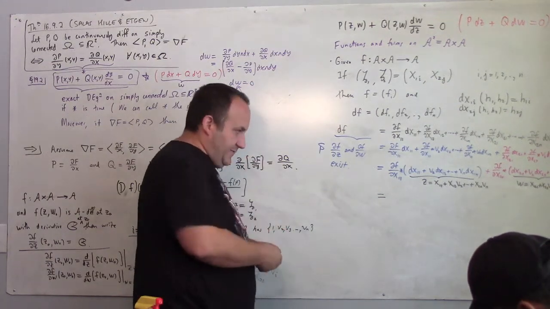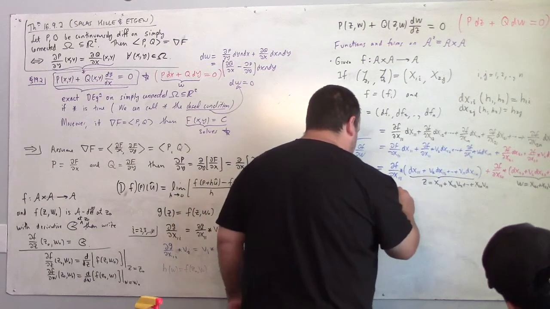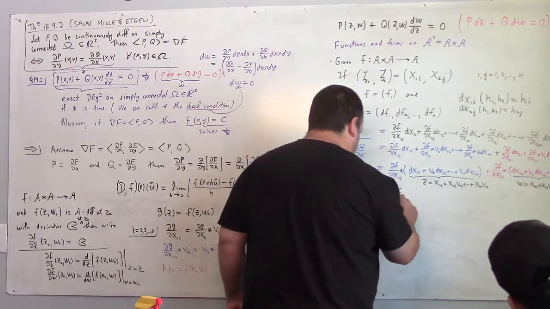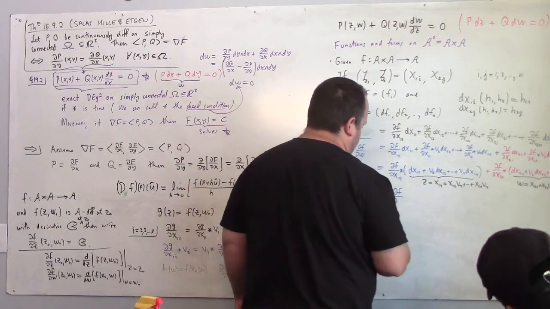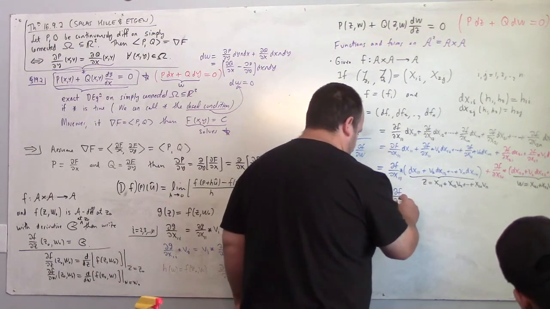So what do we have? We have partial f, partial x11, and what is partial f, partial x11? Partial f, partial x11 is partial f, partial z.